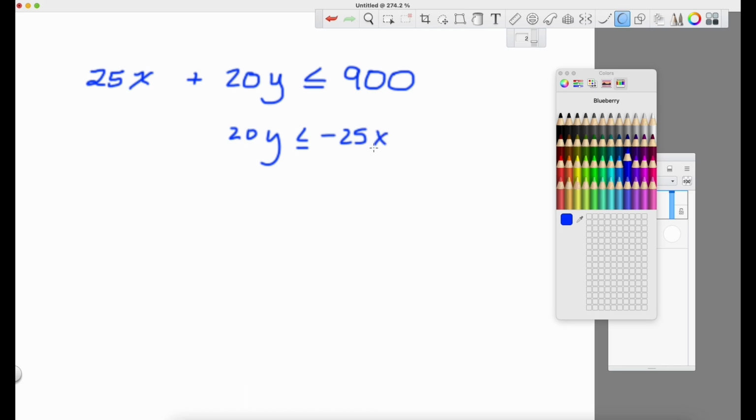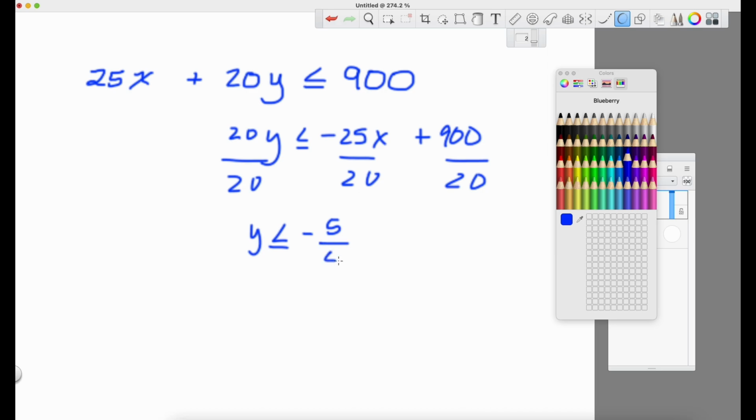Subtract 25x from both sides, and divide by 20. Y is less than or equal to, okay, we could take a 5 out of top and bottom here. 5 and 4. And when I cross the zeros, 2 goes into 90 45 times. My b is 45. My m is negative 5/4.